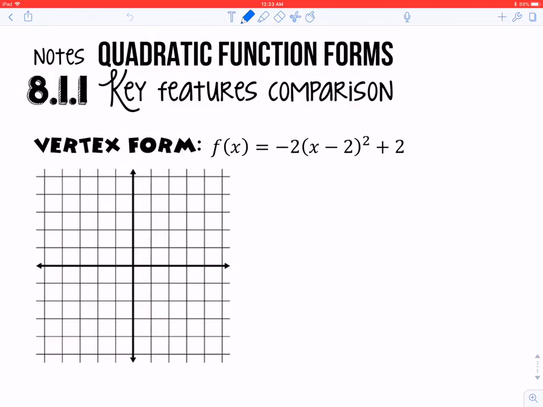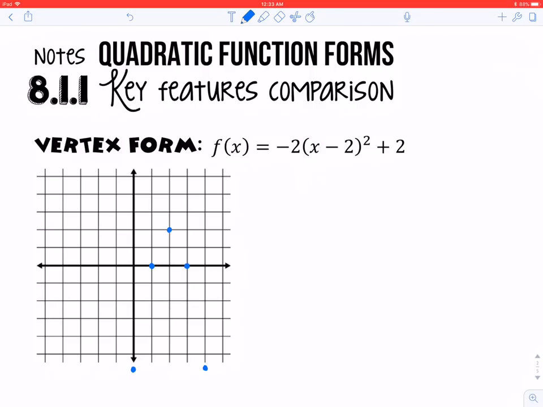we know our vertex is at (2, 2). We're opening down because our a is negative, and we are skinnier than normal. So from our vertex to the right 1, down 2, back to your vertex to the right 2, and down 8, which will just be one step off of our grid here. And then mirror image that to the left, and we would have a parabola that looks something like this.